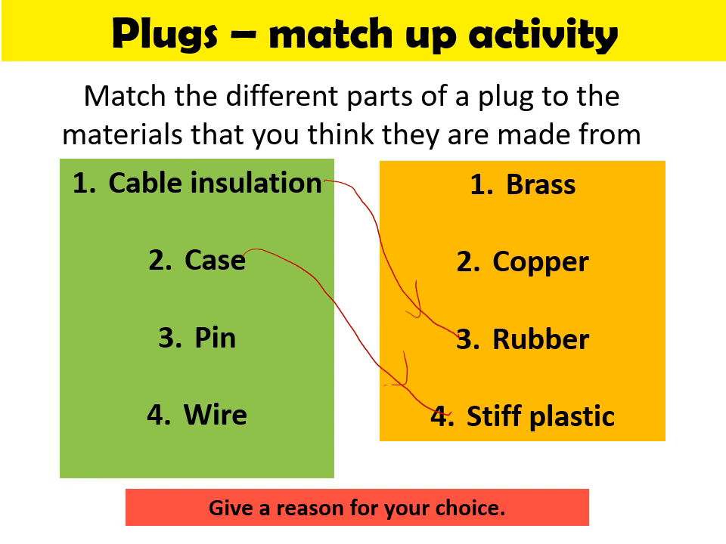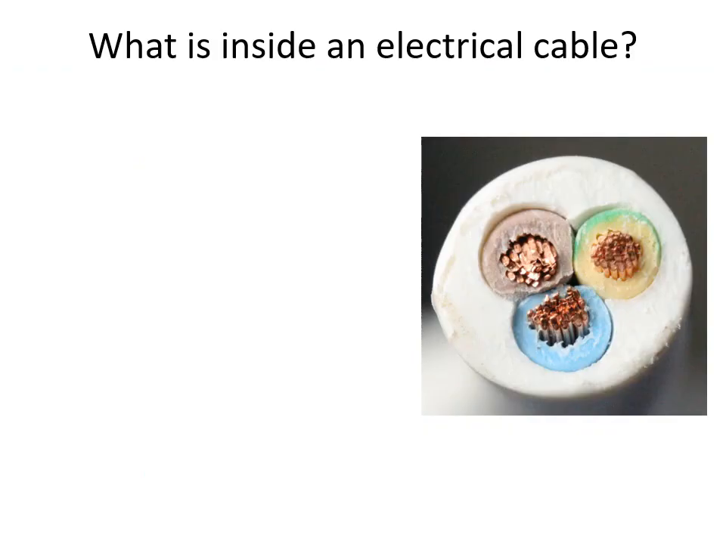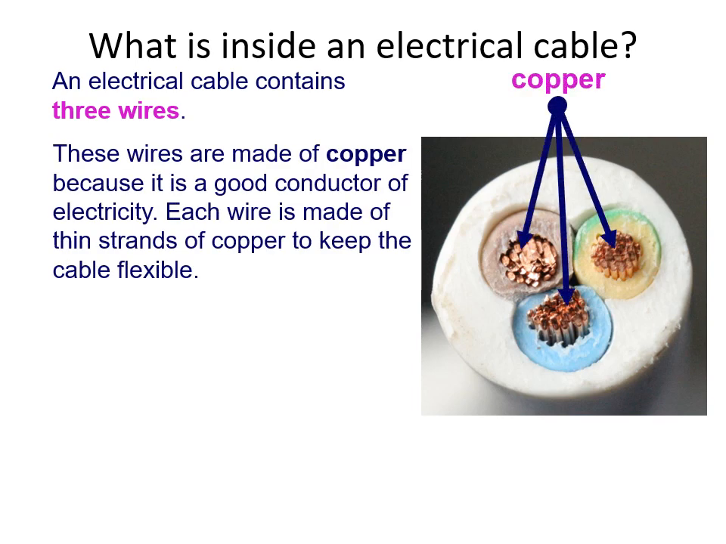Then the pins of the plug. The pins of the plug are made from brass because they have to be very strong. And the wire has to be a very good conductor of electricity, and hence it is made of copper. From the different parts of the plug, we are moving to the electrical cable. What do we find inside an electrical cable? So you can see in the diagram there, you have three different wires inside the electrical cable. So then, as we said before, what are those wires made of?